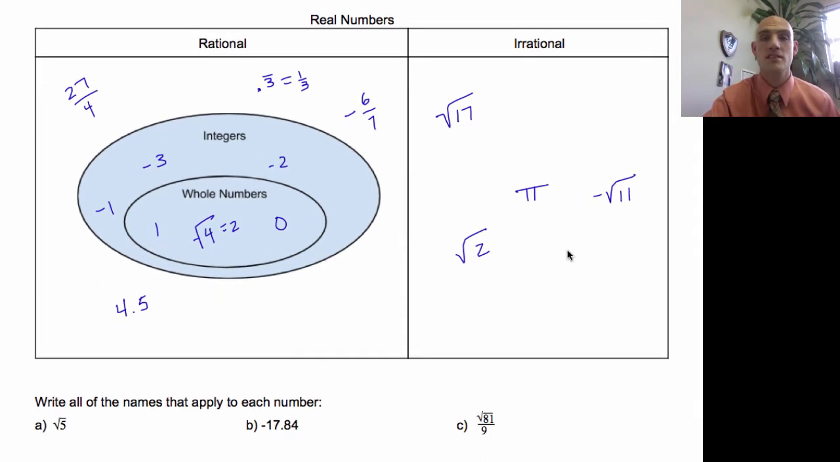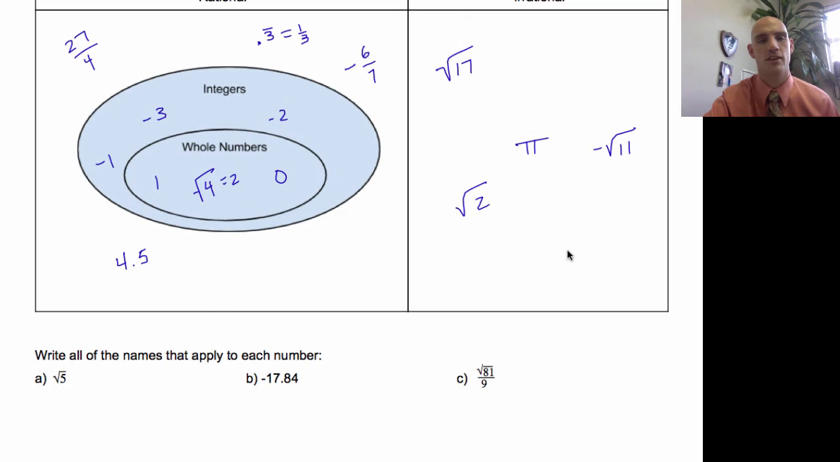So what we do with this information now is we look down here, and I'm going to leave this chart up to help us. We're going to write all the names that apply to each number. When I look at these things, immediately I'm seeing a couple of square roots, I see a negative number, so I've got to keep in mind what I'm looking at here.